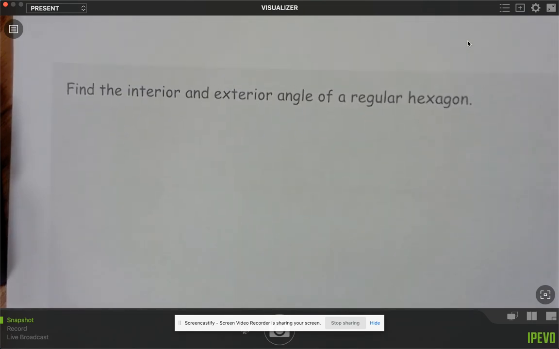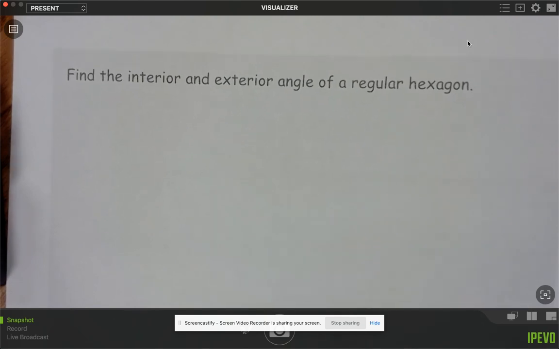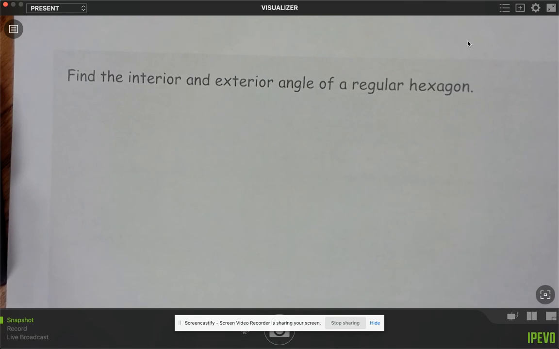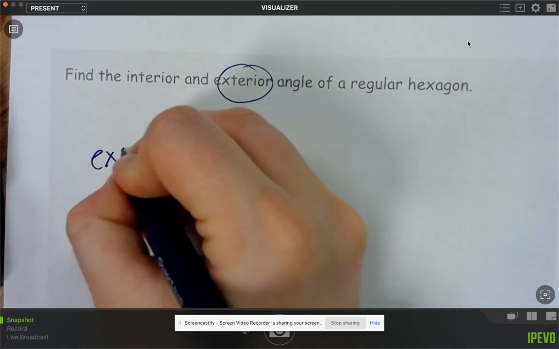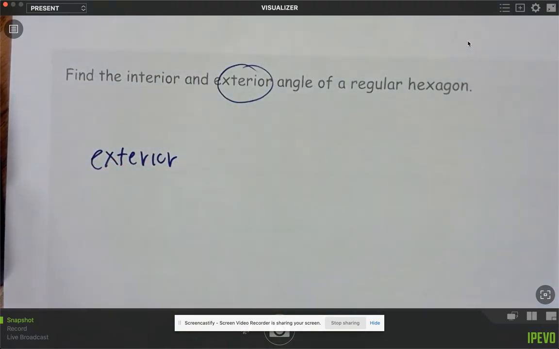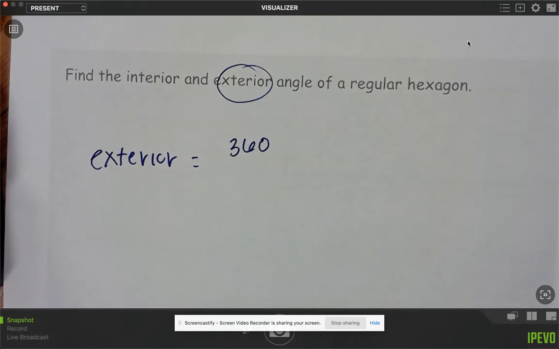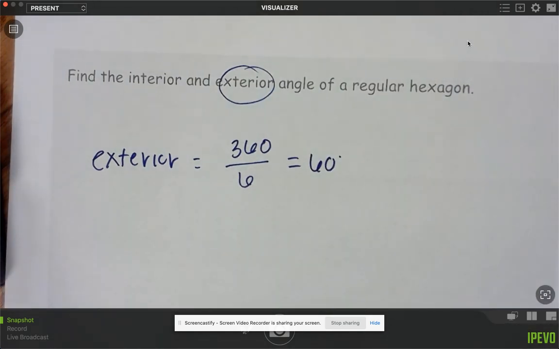Then our last example for notes today, it says find the interior and exterior angle of a regular hexagon. So remember, a regular hexagon means all sides are the same, meaning all of your angles are the same. So let's start with the easier one, exterior. We know that all 6 of those angles have to add to 360. So if I want to find just one, let's take 360 and divide it by 6. And we find that it is 60 degrees.